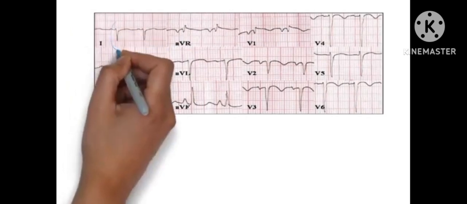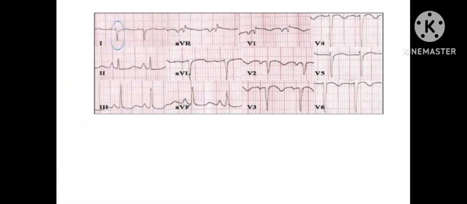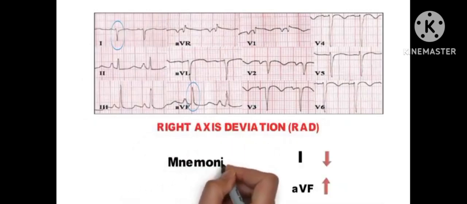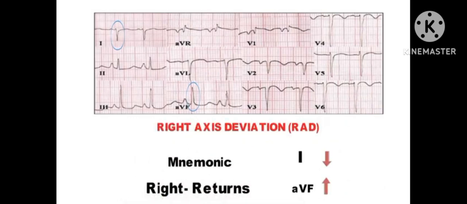Whereas in this ECG, net QRS is negative in lead 1 and positive in AVF. So this is a right axis deviation and you can remember this by a mnemonic, right returns. Step 4 is P wave.